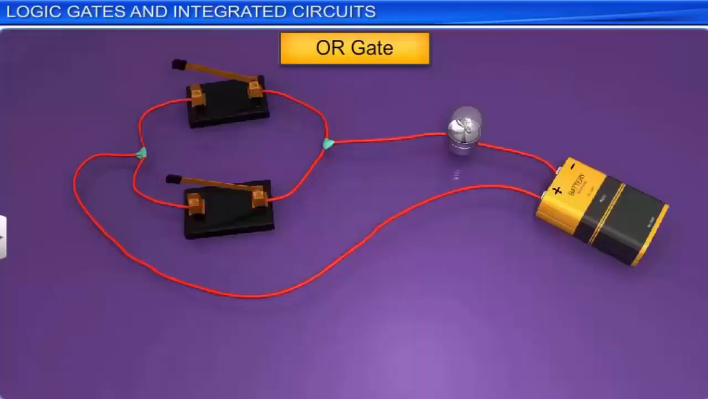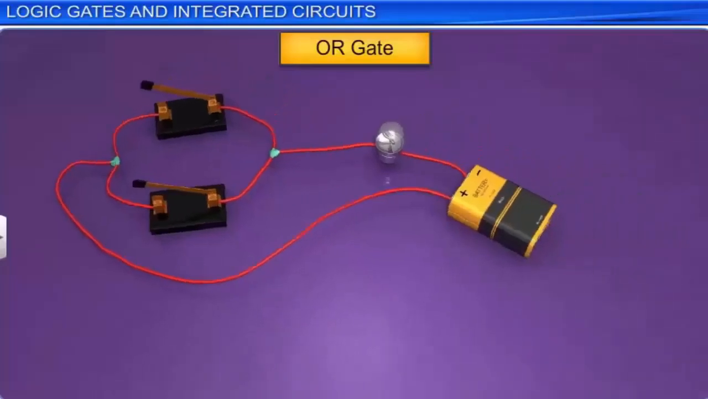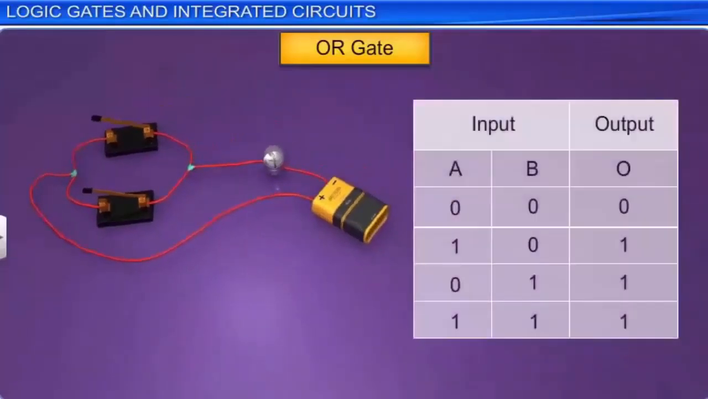When both the switches A and B are open, no current flows from them, so both the inputs are 0. The bulb in this case remains off. Hence, the output is also 0. When switch A is closed and switch B is open, input A is 1, while input B is 0. The bulb in this case turns on. Hence, the output is 1.